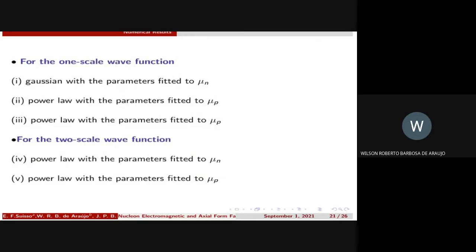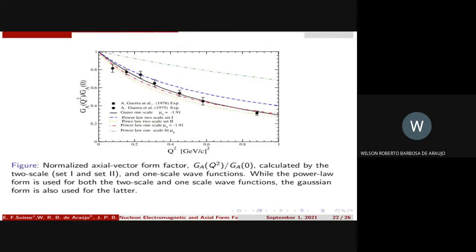In the next figures, I show you three results for the one-scale wave function and two results for the two-scale wave function. We can see in the normalized axial vector that set 2 shows a nice agreement with experimental data. I remind you that these are the parameters chosen to better reproduce the neutron magnetic moment. On the other hand, set 1 and one-scale, which fit the proton magnetic moment, show bad agreement with experimental data.